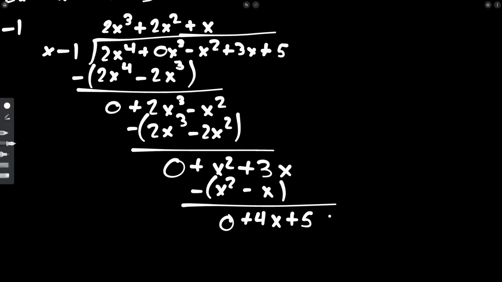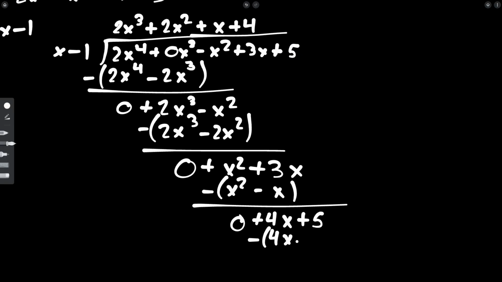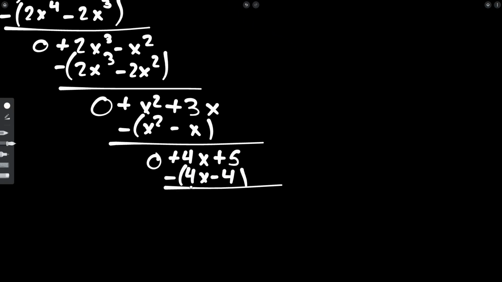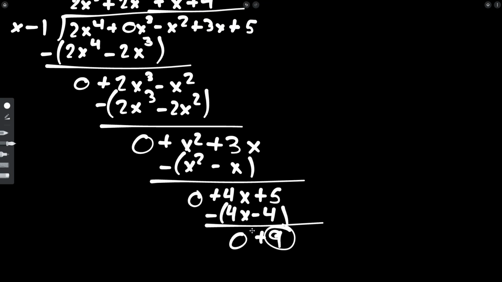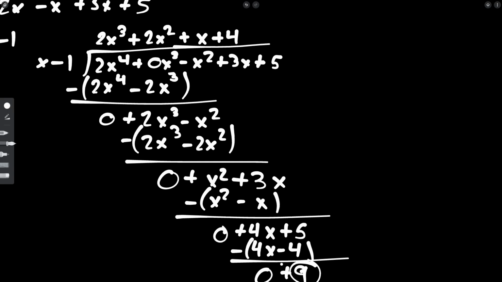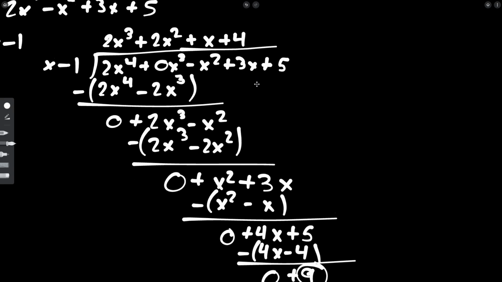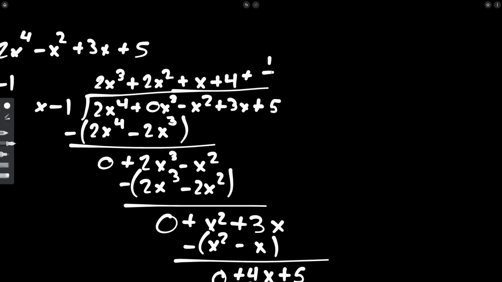To get this x to equal 5, we multiply by positive 4. So now we're given 4x minus 4. That here will give us 0 plus 9. At this point, this is our remainder, because it's not really a good idea to continue working on this by doing a plus 9 over x minus 1. This isn't worth it. I don't know why you would do that.